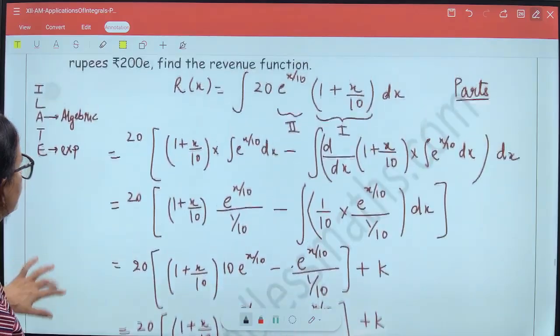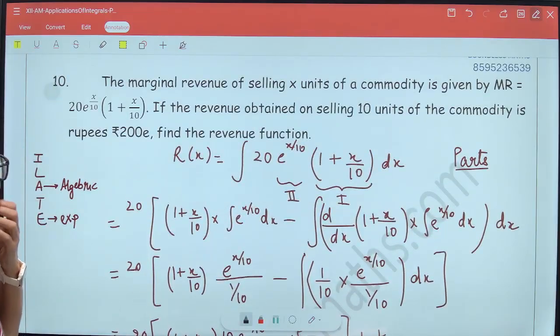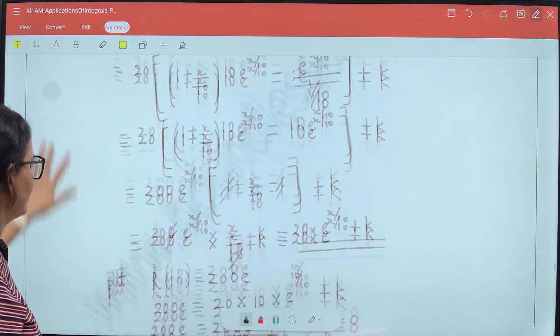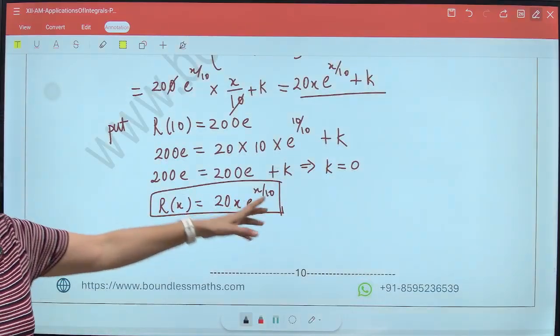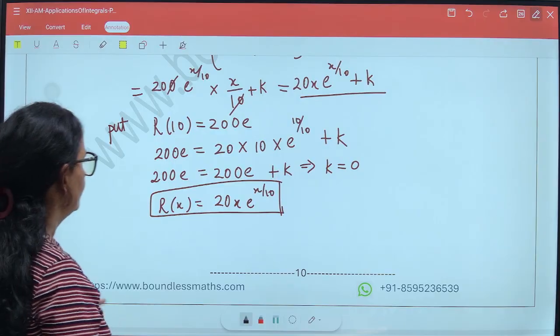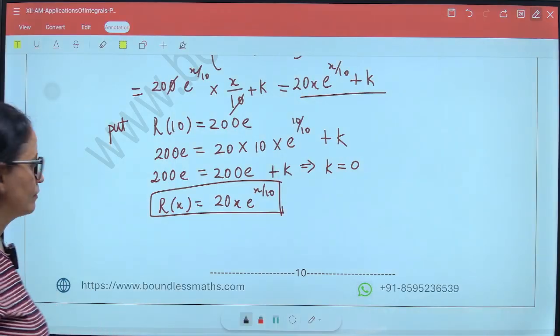Do we need to find anything else in this question? Find the revenue function, that's it. So that means this is your final answer, 20x e raised to power x by 10. Understood? Wonderful.